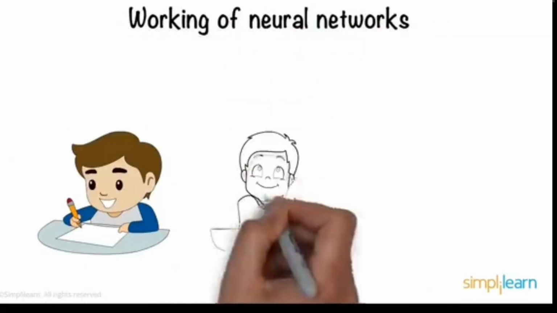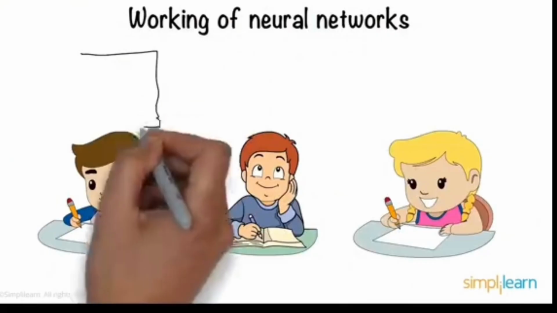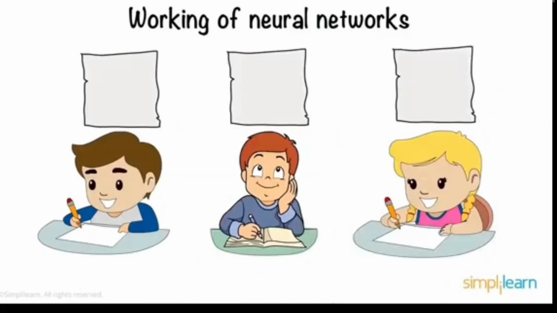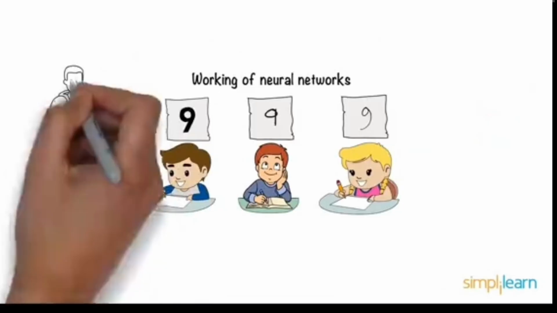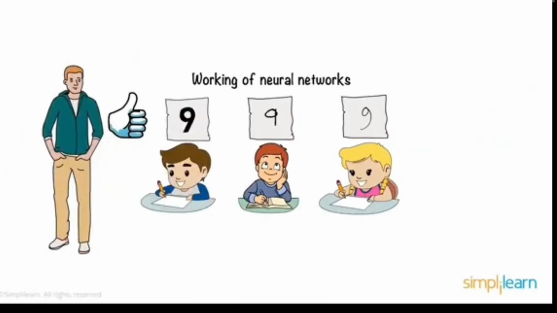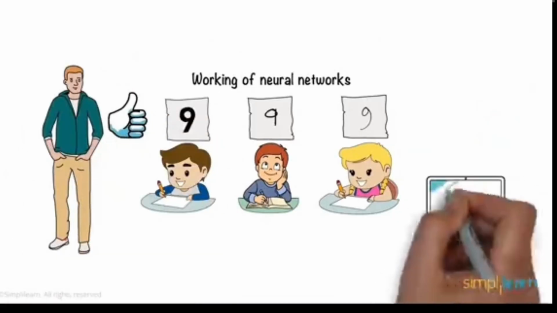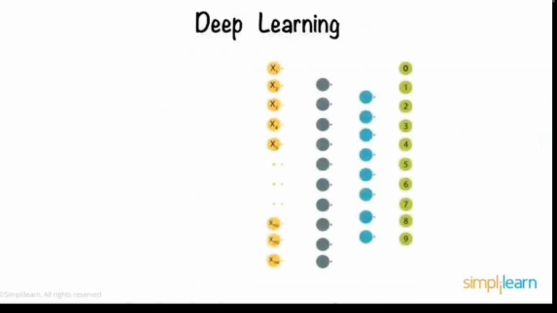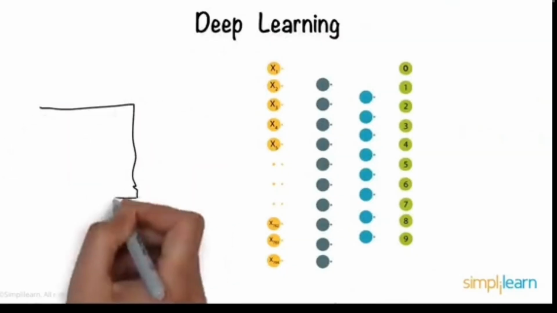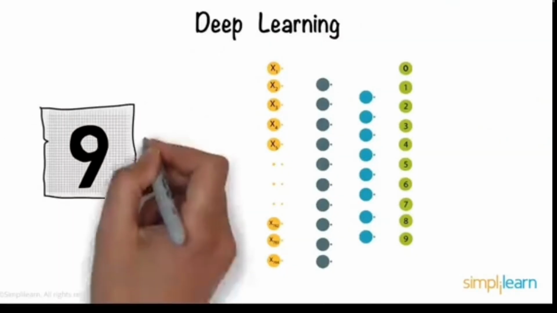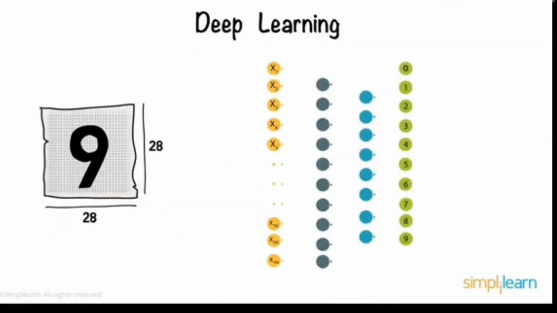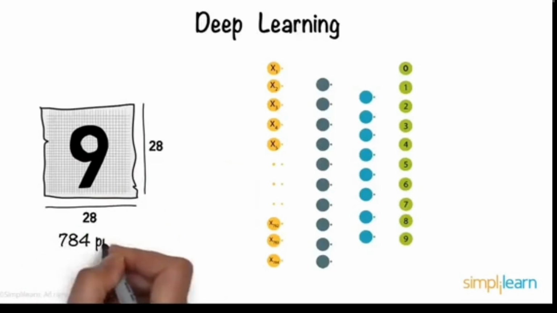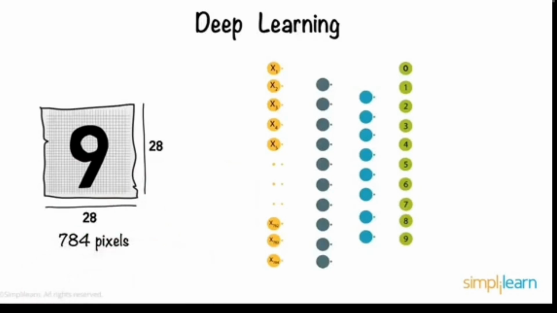Here, we have 3 students. Each of them write down the digit 9 on a piece of paper. Notably, they don't all write it identically. The human brain can easily recognize the digits. But what if a computer had to recognize them? That's where deep learning comes in. Here's a neural network trained to identify handwritten digits. Each number is present as an image of 28 times 28 pixels. Now, that amounts to a total of 784 pixels.